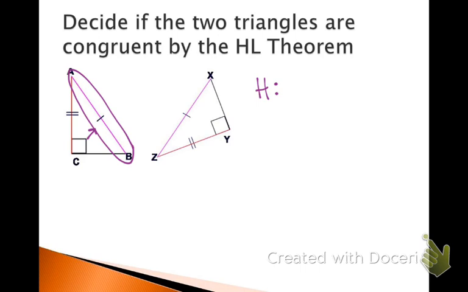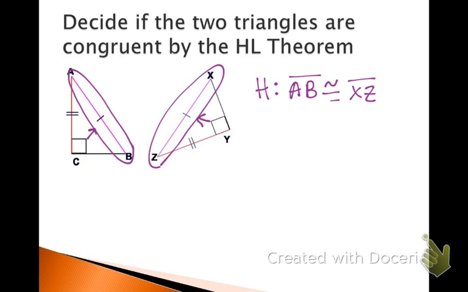Let's look at the second triangle. Across from my right angle is XZ. It is also marked congruent, and they're marked congruent to each other. So I have a hypotenuse, AB, marked congruent to hypotenuse XZ. Now all I need is a leg marked congruent.